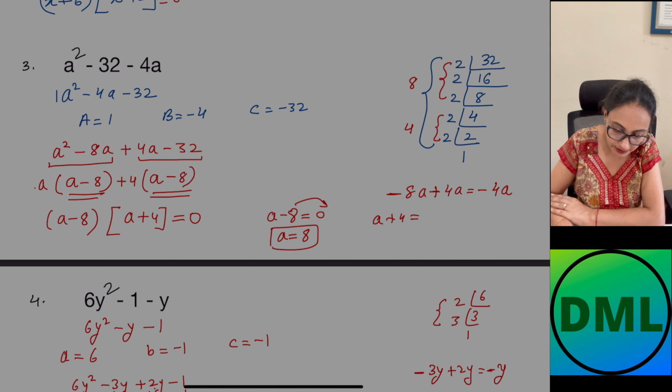If a plus 4 is equal to 0, move this 4 on right hand side. a is equal to minus 4. This is your second zero of the polynomial.